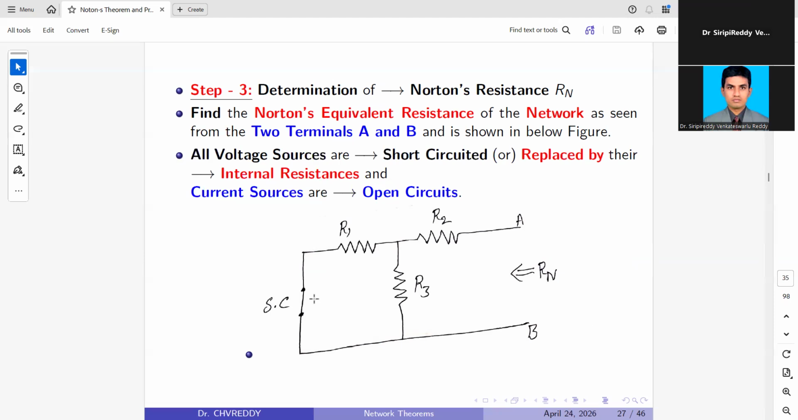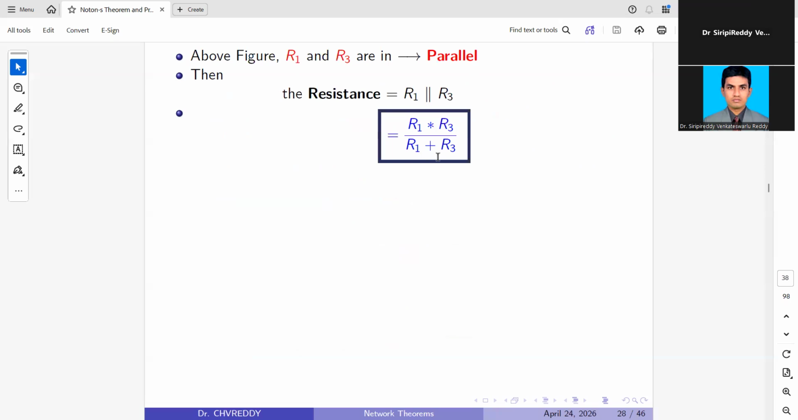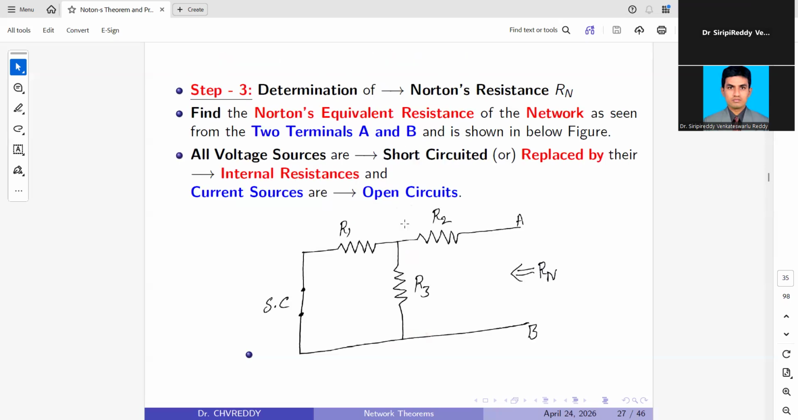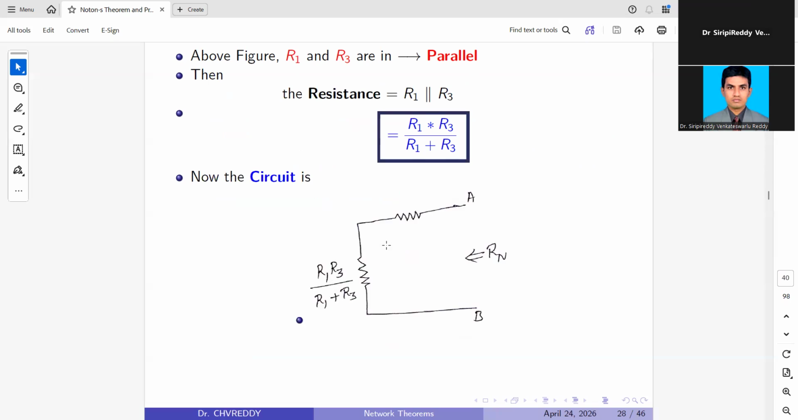If you observe this figure, R1 and R3 are connected in parallel. So now the resistance is R1 into R3 divided by R1 plus R3. These two resistances are replaced by R1 into R3 divided by R1 plus R3, because these two are connected in parallel. So now this is the circuit.